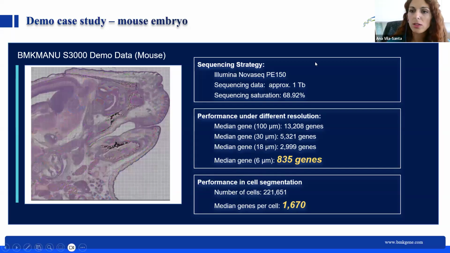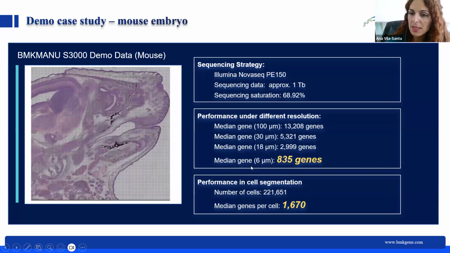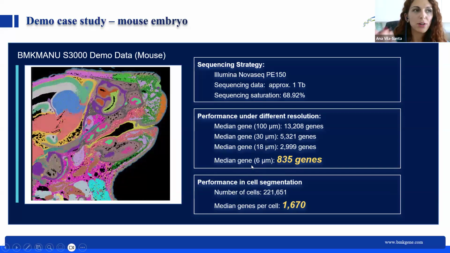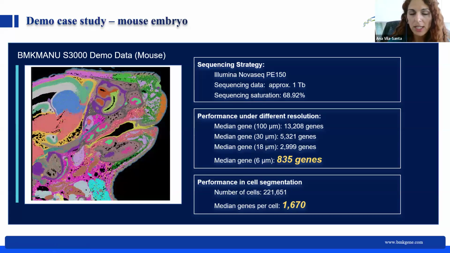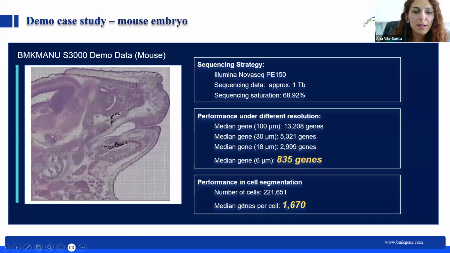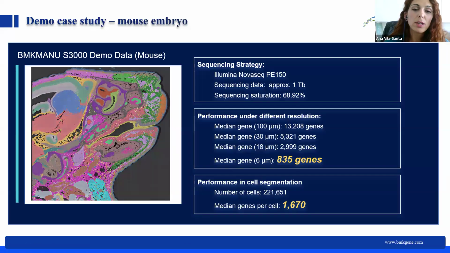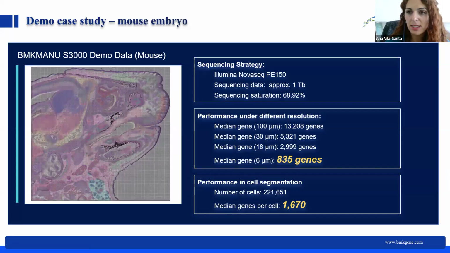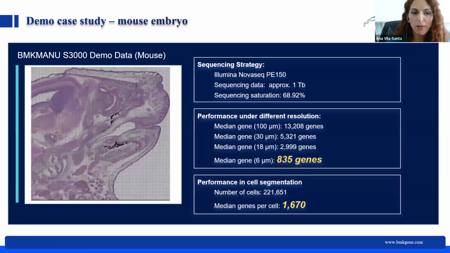obtaining 1 terabyte of data, so a very large amount in this case, it was possible to analyze the performance on different resolutions. And I'm just going to focus on the 6 micrometer resolution because that's smaller and that's more informative in that case, where we can obtain a bit over 800 genes per spot, which I think is extremely relevant considering the small size of 6 micrometers. When looking at cell segmentation in this section, it was possible to detect more than 200K cells, and the median genes detected per cell were around 1.7K per cell, which is also a very good number.